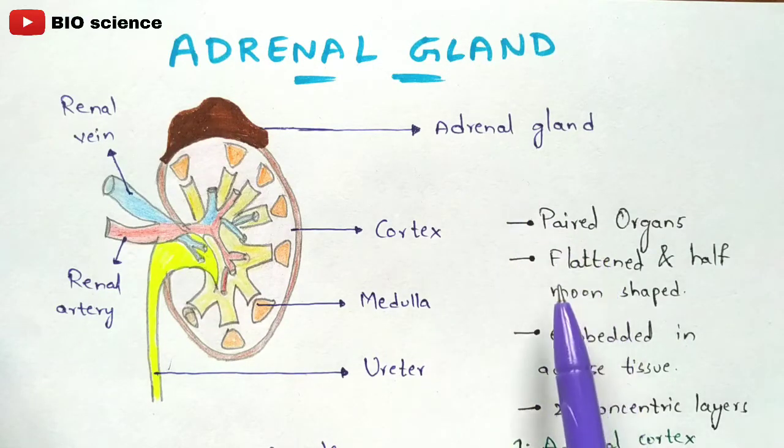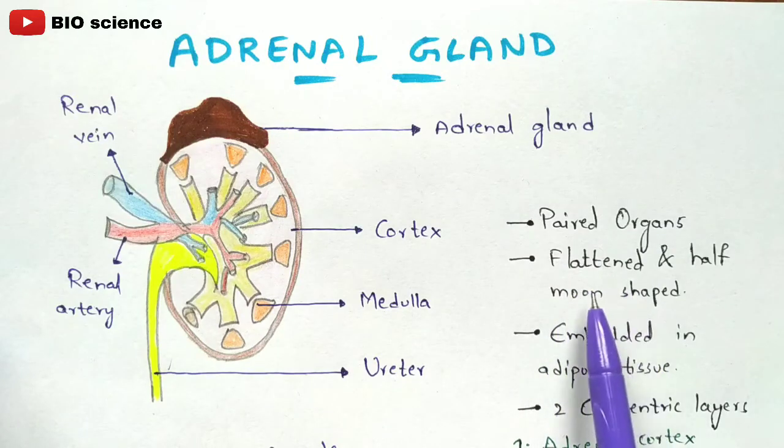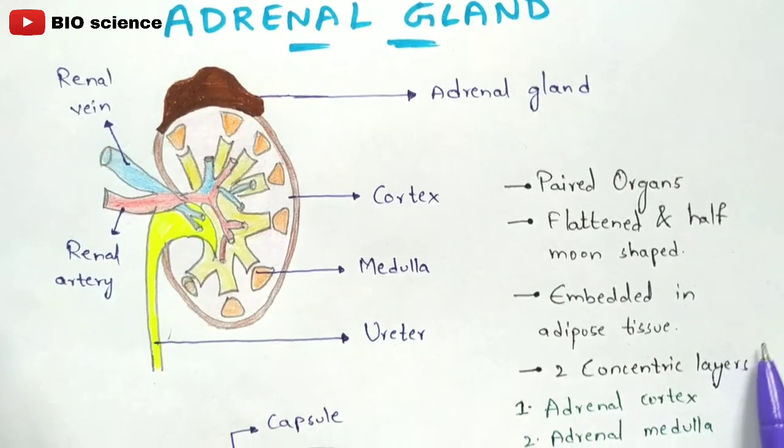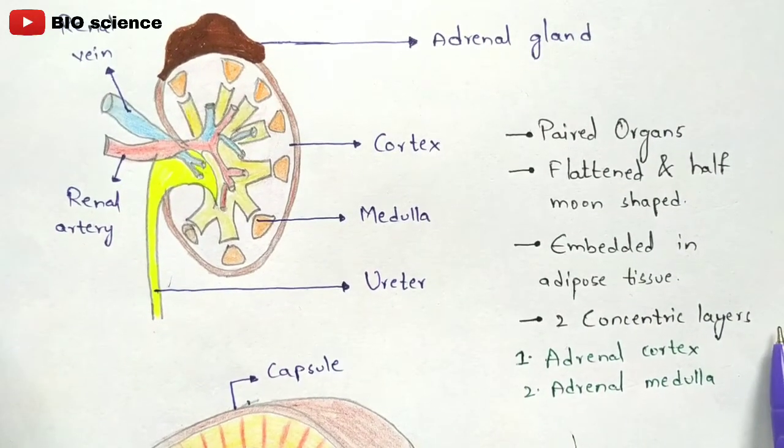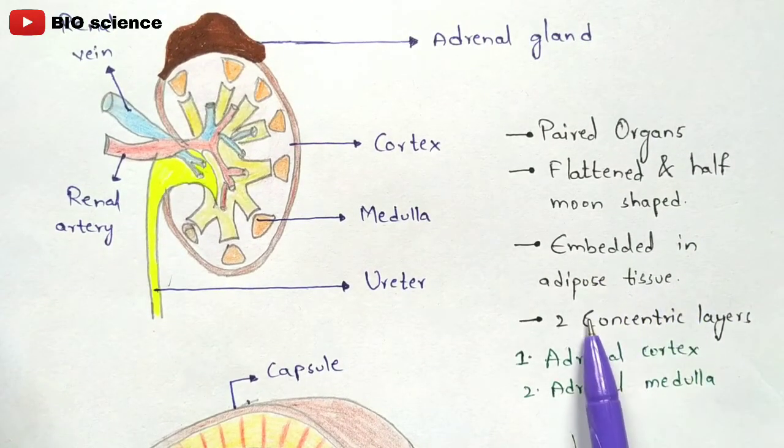They are paired organs, and they are flat and half moon shaped. So what is its shape? Its shape is flat and half moon shape. It is embedded in adipose tissue and it contains two concentric layers, the adrenal cortex and the adrenal medulla. In this video we are going to discuss these two concentric layers in detail.